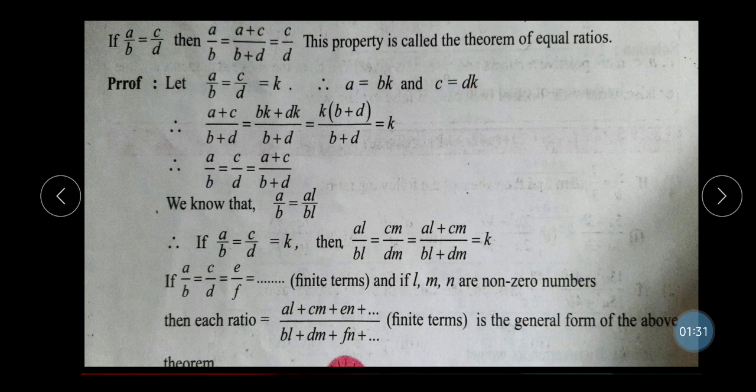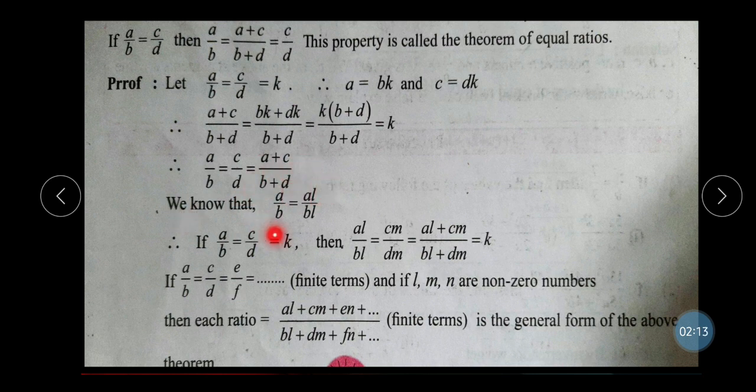Now we will be substituting a as bk and c as dk over here, that is (a+c)/(b+d). Instead of a we can write bk, and instead of c we can write dk. That is (bk+dk)/(b+d). Now here k is common, so we take k out. What remains is k(b+d)/(b+d). b plus d and b plus d get cancelled. What remains is k. So we have proved that a/b = c/d = (a+c)/(b+d).